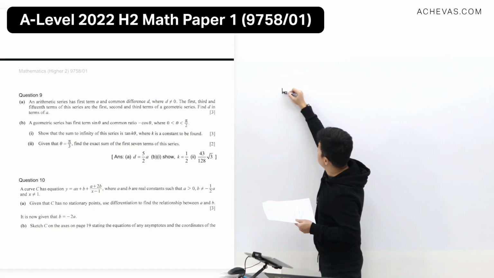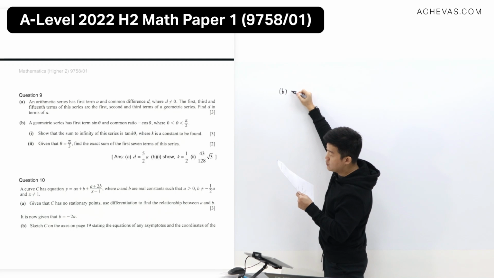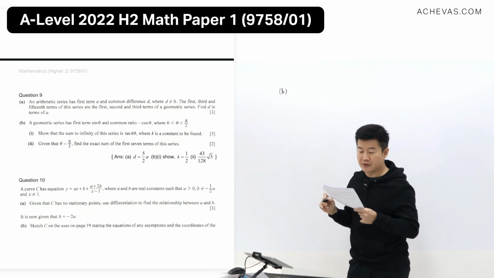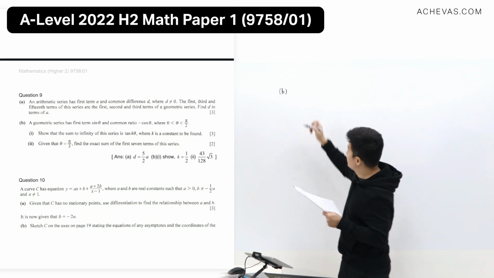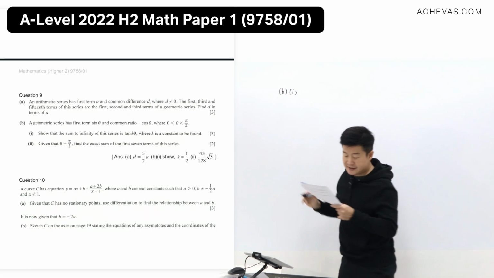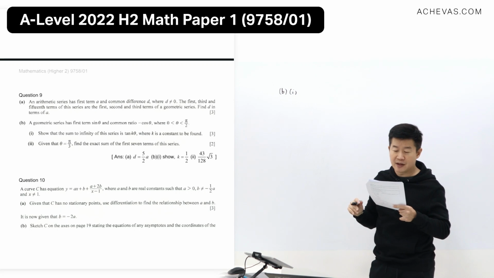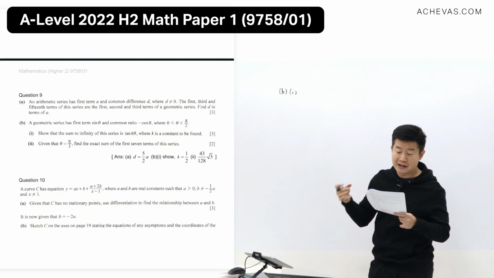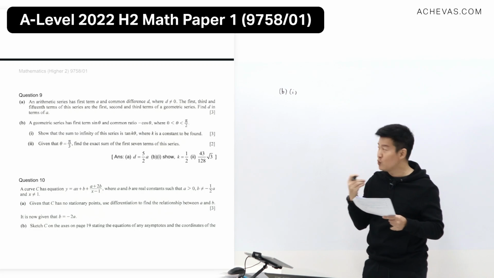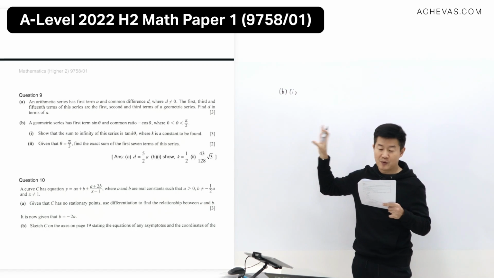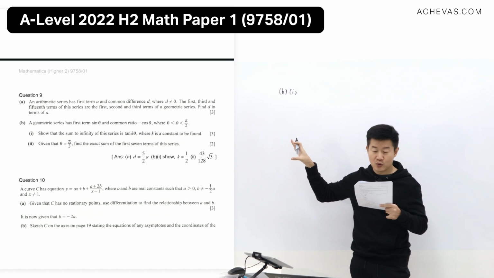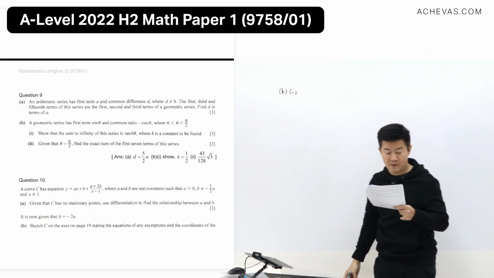So for part B, we are given a geometric series with the first term as sine theta and a common ratio as negative cosine theta. I want to show that in part 1, the sum to infinity is going to be an expression that looks like tangent k theta. And let's not forget that k is a constant that we want to make sure we highlight in our final answer, which is, k is a constant to be found.